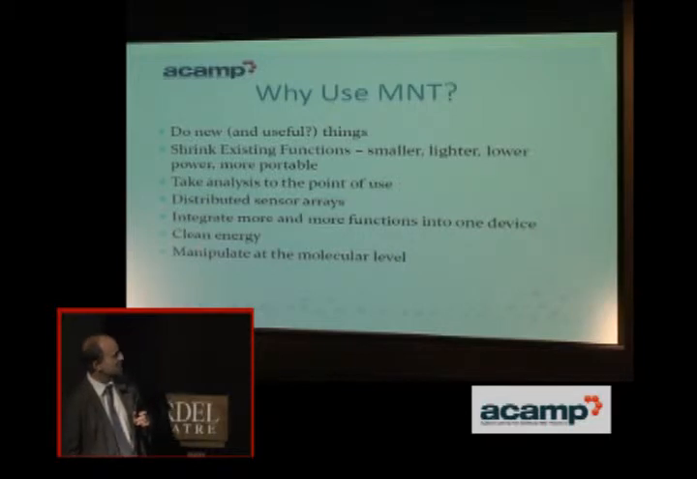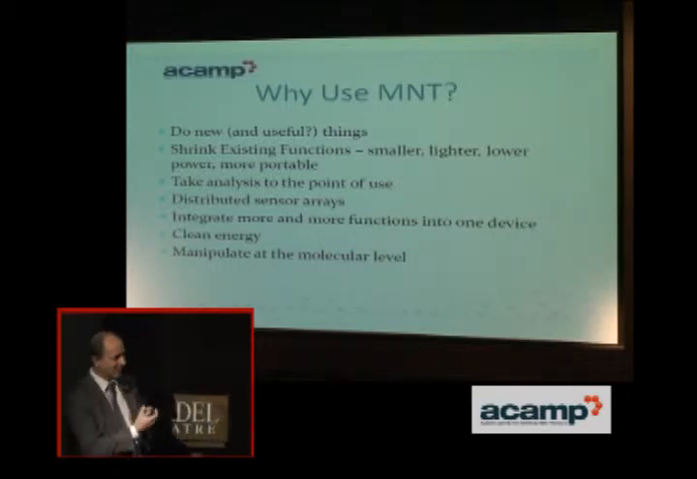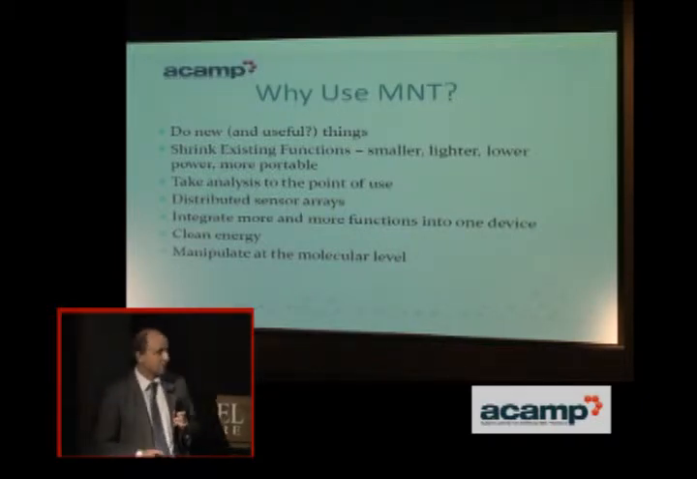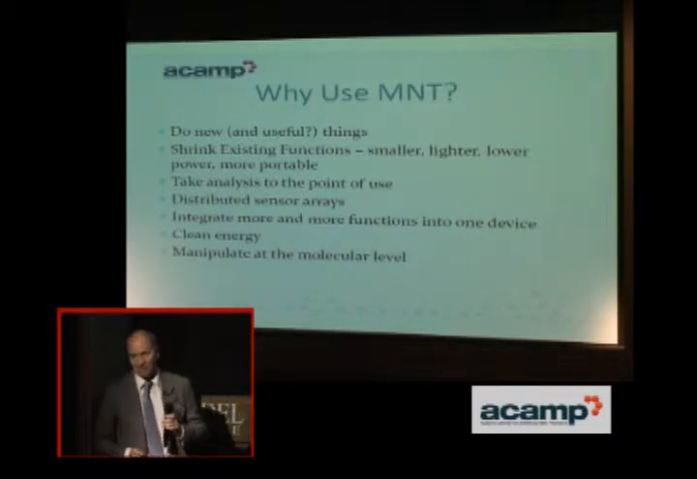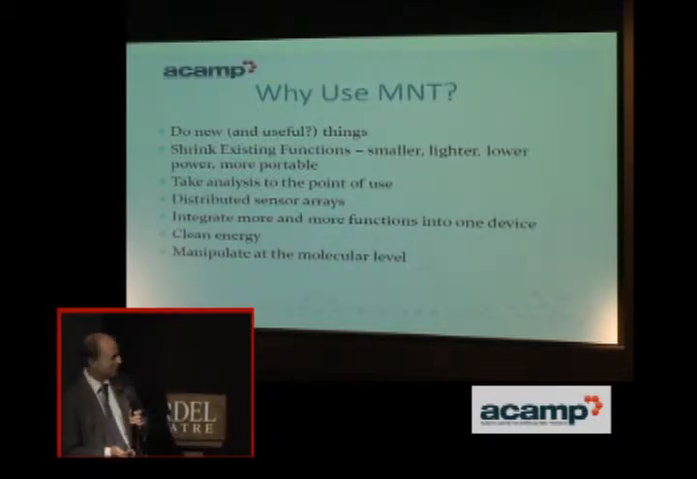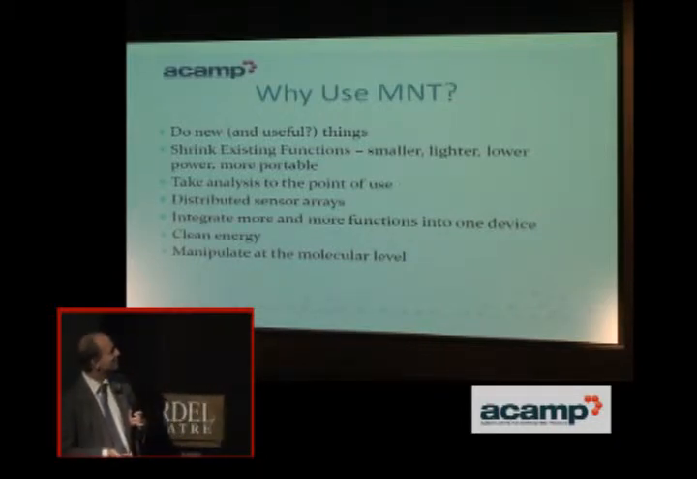You can also do clever things. As you're pretty aware now, your cell phone is getting smarter and smarter all the time. That's thanks to micro and nanotechnology. You can now integrate more and more functions into one device, so you get not just a very simple device that does one thing, but devices that can do multiple things at once and give you multiple inputs to better understand what's going on. They have their place in clean energy. We've talked about energy harvesting, and I think that's going to be a big area for micro and nanotechnology. And manipulation at the molecular level, where we've seen some interesting stuff on self-assembled molecules and exciting things we can do there as well.